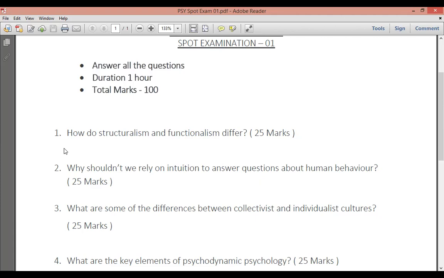Some students, what they do is, the question is, why shouldn't we rely on intuition to answer questions about human behavior? But many students have given the answer of what is intuition. They have given that intuition is this and this, and intuition is not logical, this and that. They have given answers in that way.